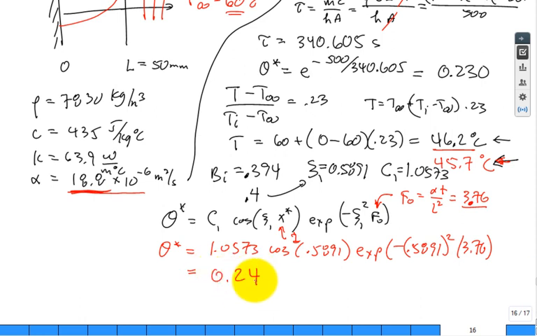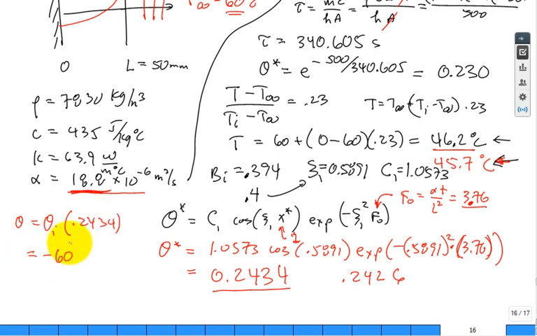0.24. No other digits? 0.243, 0.244. Let me see if I get a couple agrees. I need it to 4 digits, right? 0.2434. So this is negative 60 times 0.2434. And that theta was the temperature minus T infinity. So if we do this, T is equal to T infinity, which is 60, minus 60 times 0.2434. And so what do we get for the temperature?